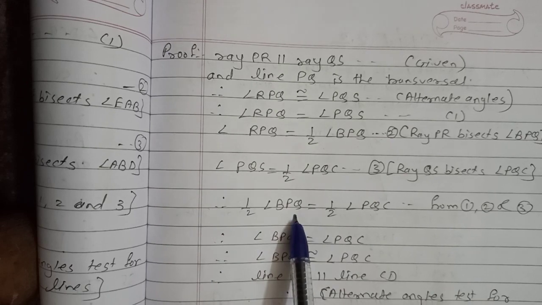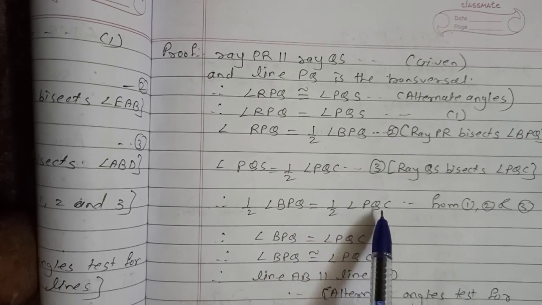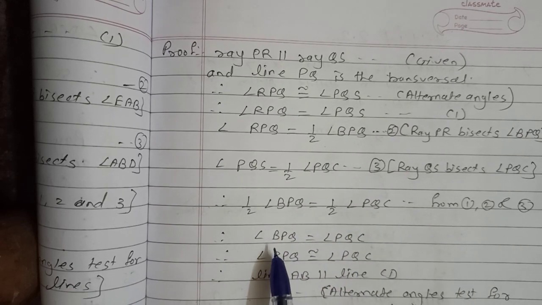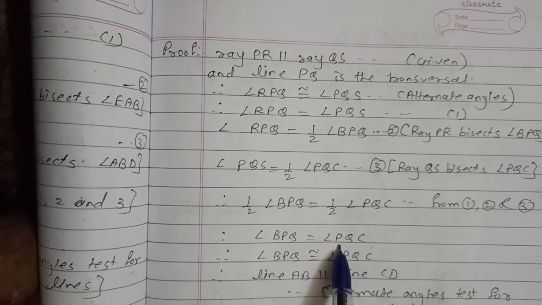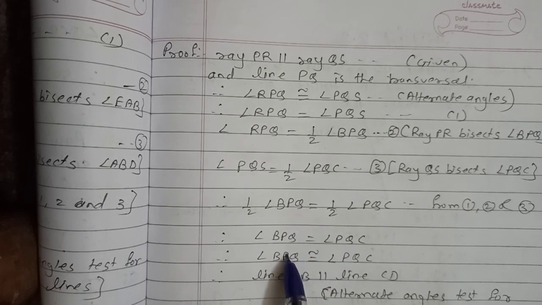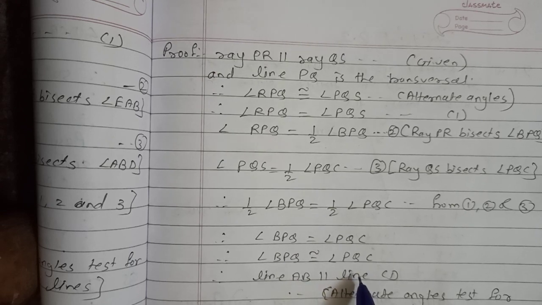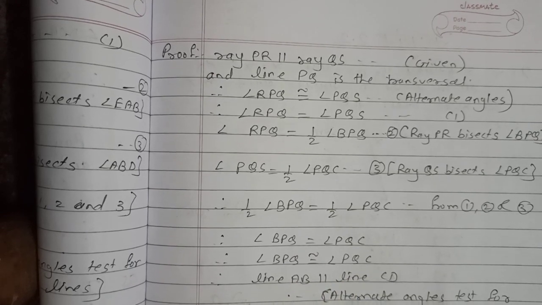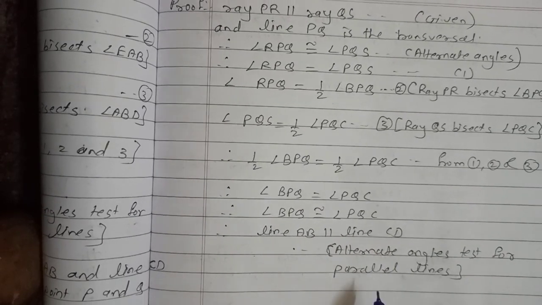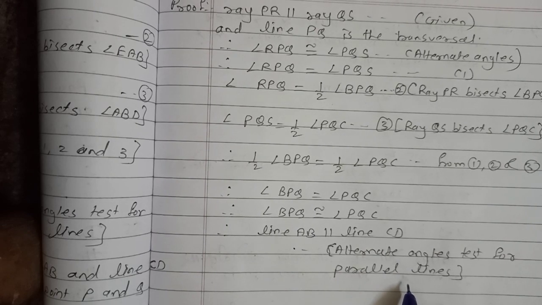Therefore, 1/2 of angle BPQ is equal to 1/2 of angle PQC. Angle BPQ is equal to angle PQC. These are congruent. Therefore line AB is parallel to line CD because of the alternate angle test for parallel lines.